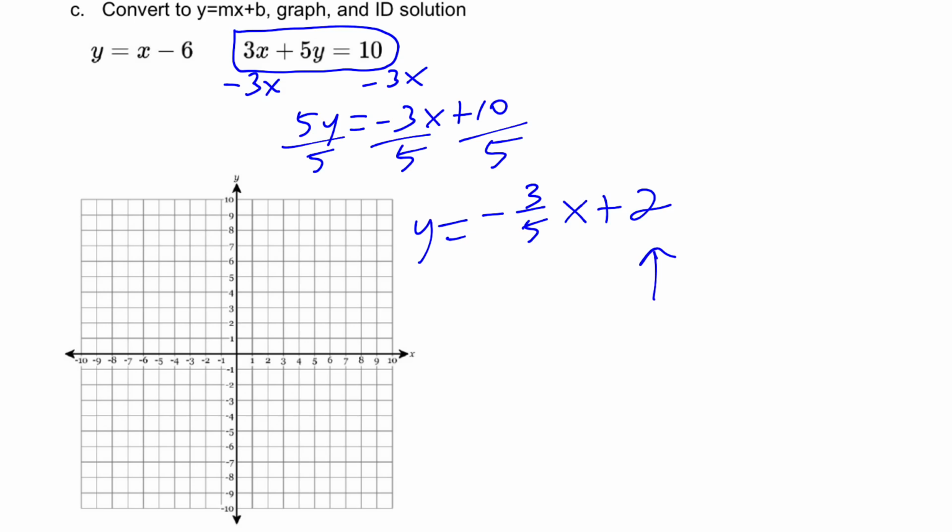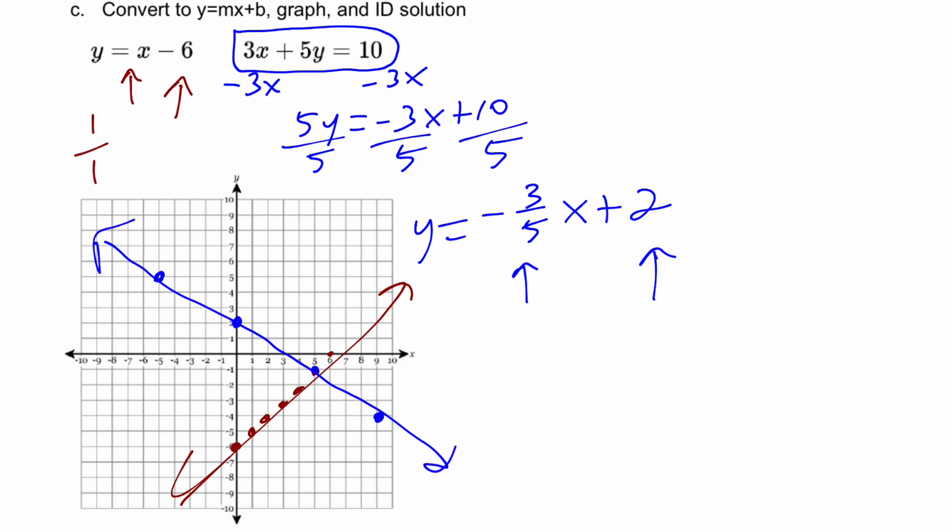So notice that my intercept is a positive 2, and my slope is negative 3 over 5. That means I go down 3 and right 5. If I wanted to go in the other direction, I could go up 3 and left 5. For my other line, I start here at negative 6. In front of this is a 1. Think of that as 1 over 1. Up 1, right 1. If I draw my two lines, where they cross is right here at 5, negative 1. Or when x is equal to 5 and y is equal to negative 1.